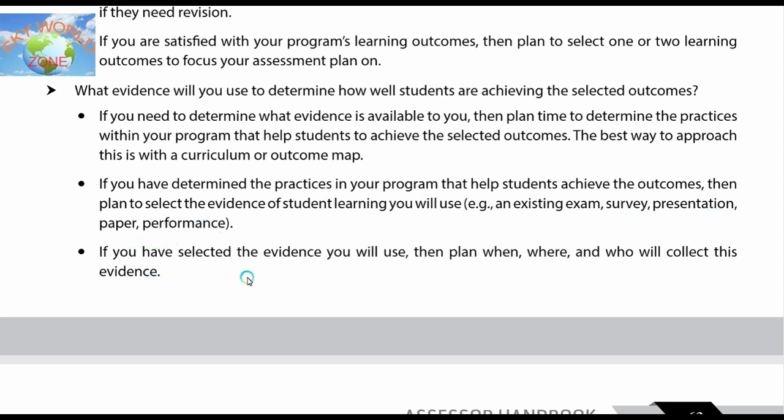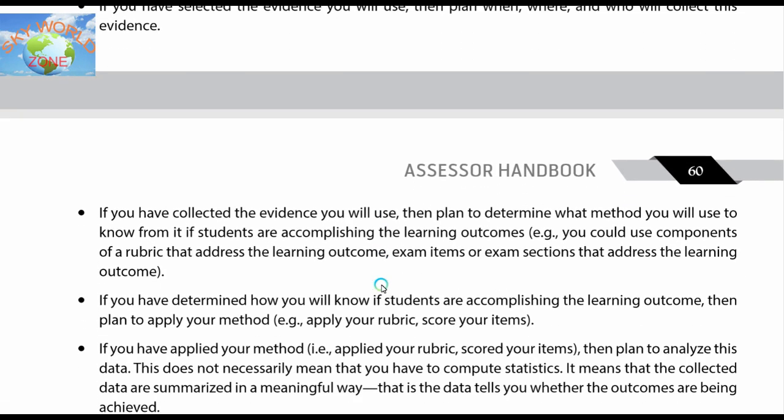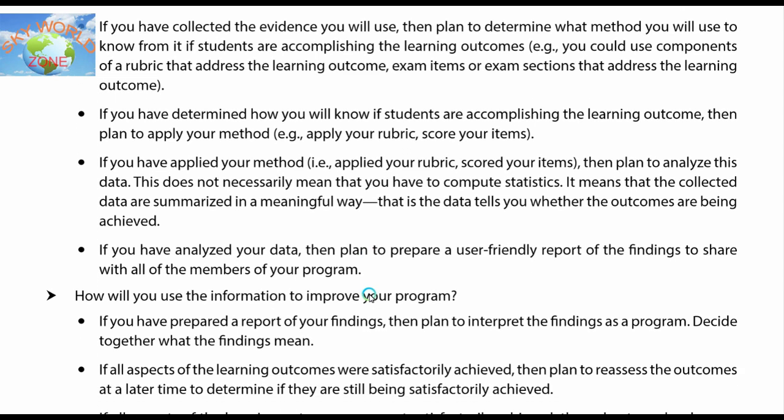If you have selected the evidence you will use, then plan when, where, and who will collect this evidence. If you have collected the evidence, then plan to determine what method you will use to know from it if students are accomplishing the learning outcomes. Example: you could use components of a rubric that address the learning outcome, or exam items or an exam section that address the learning outcome. If you have determined how you will know if students are accomplishing the learning outcome, then plan to apply your method. Example: apply your rubric, score your items.